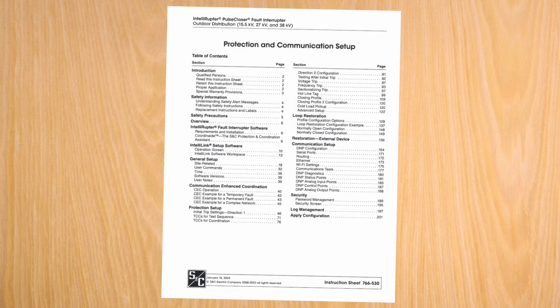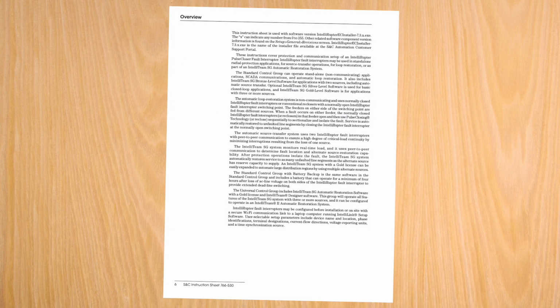This video is intended to be used in conjunction with the written instructions that came with your product, S&C Instruction Sheet 766-530. This video series covers protection and communication setup of an IntelliRupter PulseCloser fault interrupter by using IntelliLink Setup software. Before beginning, read and understand the overview section of the written instructions. You will need to be familiar with the unique features and functions of an IntelliRupter PulseCloser fault interrupter before continuing.